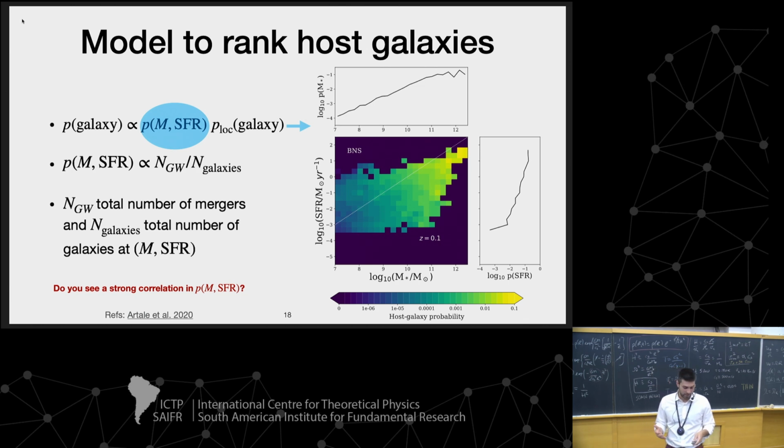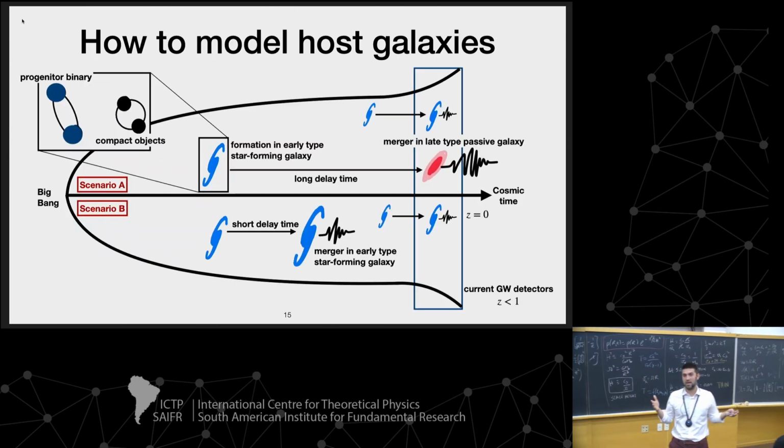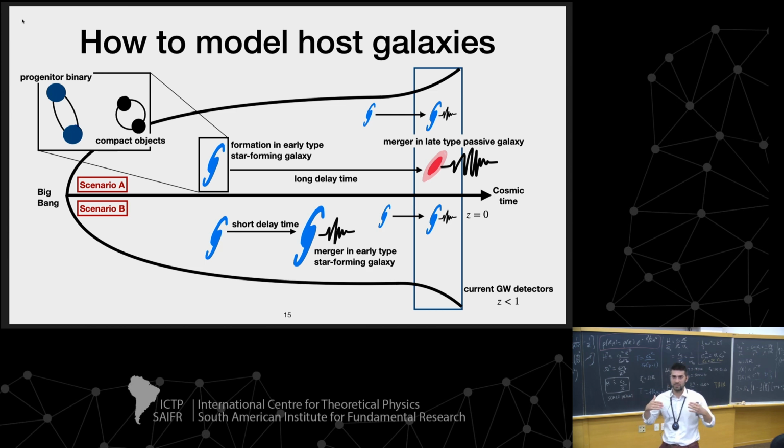One simple explanation, from this plot here, is that it was formed in a star-forming galaxy, but the delay time was so long that the galaxy in which it was formed had the time to evolve into a passive galaxy. So this is like a 101 explanation. Unfortunately, we do not have statistics. We have just one host galaxy. Okay, so that's the point.